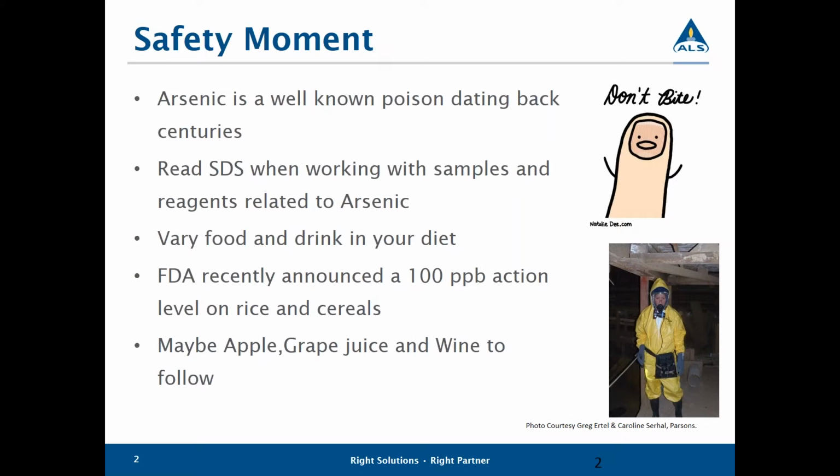In about 2015, I think FDA also announced a 100 ppb action level on rice and cereals. And there was a lot of talk about apple and grape juice, wines, ciders, and beers, and the arsenic level in those. But as of yet, there's been no action on that. But I'll show you again why speciation can help you make the determination of whether those foods and drinks are safe to use.